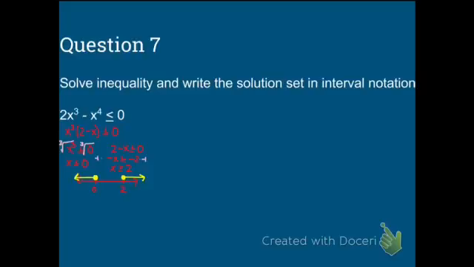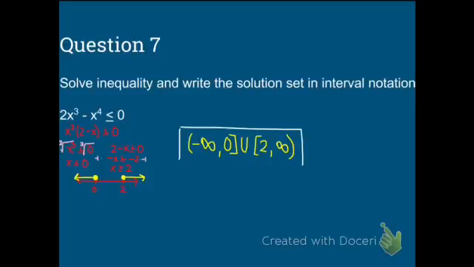So from this we can conclude that the interval notation we want is negative infinity to 0, bracket, since it's a closed circle, union, bracket 2, since it's a closed circle, to infinity, parentheses. So this, what's in the box in white, is your final answer in interval notation.